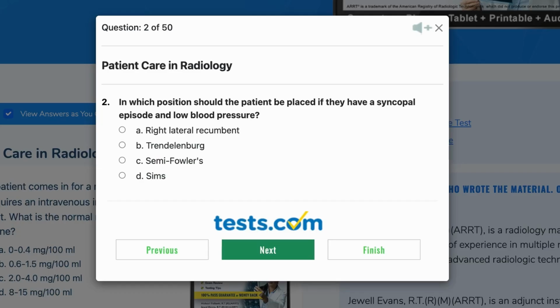Question 2. In which position should the patient be placed if they have a syncopal episode and low blood pressure? A. Right lateral recumbent. B. Trendelenburg. C. Semifowler's. D. Sims.